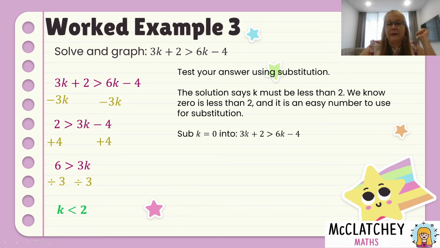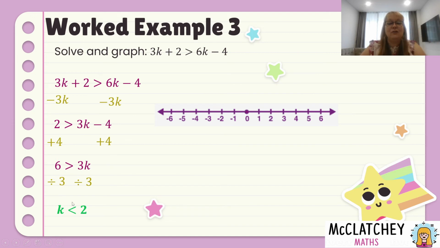Okay, so this is going to become 0. This is going to become 0. So our answer will be 0 plus 2. Is that greater than negative 4? Well, yes, we know that 2 is greater than negative 4. It's true. So because we've got a true answer here, we know we've solved it correctly. So let's draw that on the number line. All values must be smaller than positive 2. So there's our line there, not coloured in because it's not an equal to symbol as well there. So it's just all those values there.